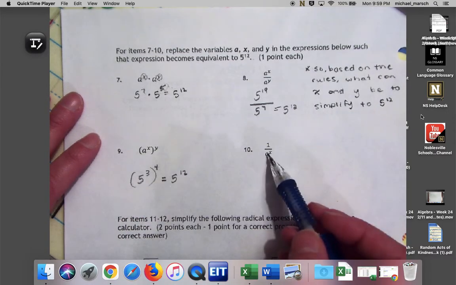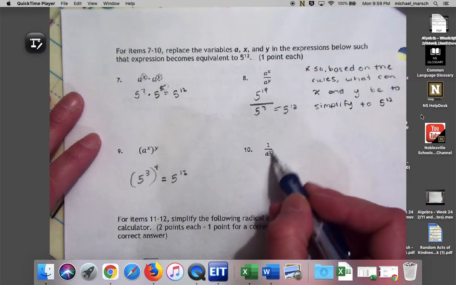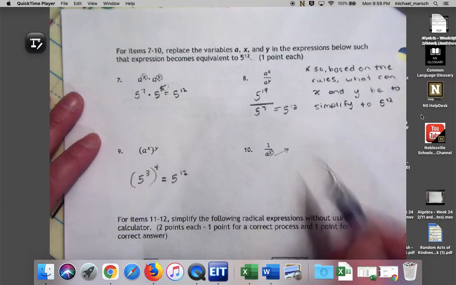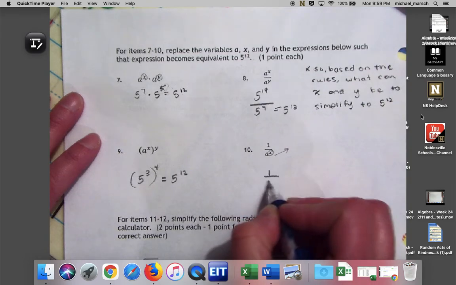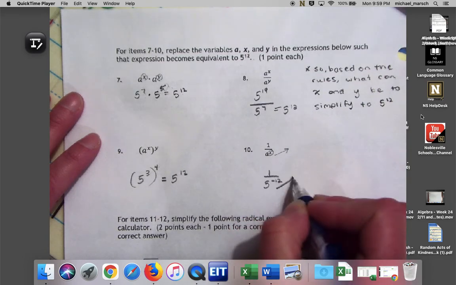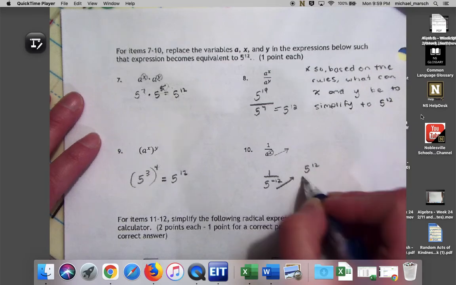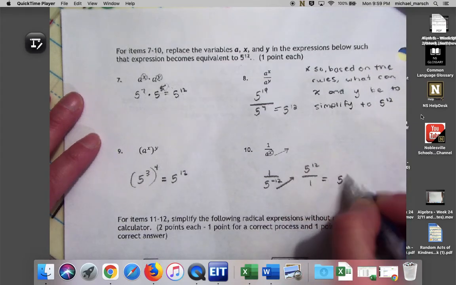And then for this one, remember this is going to have to be a negative if I want to be able to force it up to the numerator. So this would have to be 1 over 5 to the negative 12. That gets forced up to 5 to the 12th in the numerator. And then your answer, of course, is 5 to the 12th.